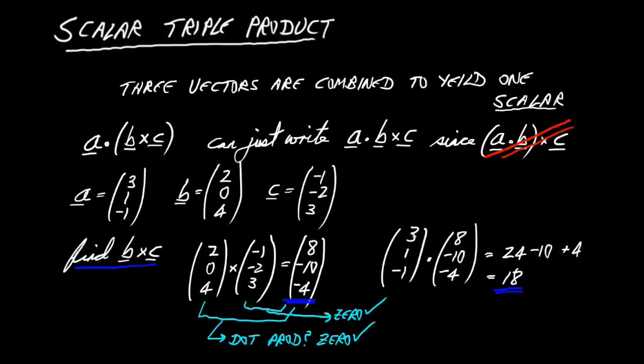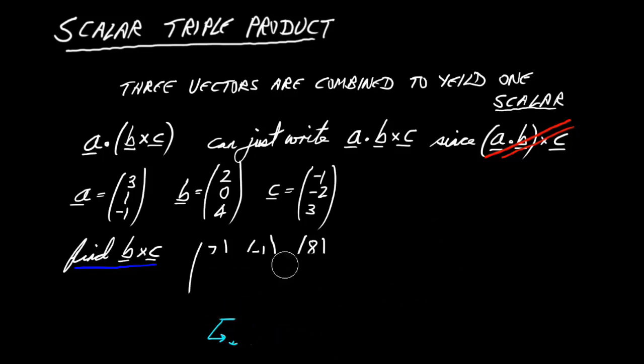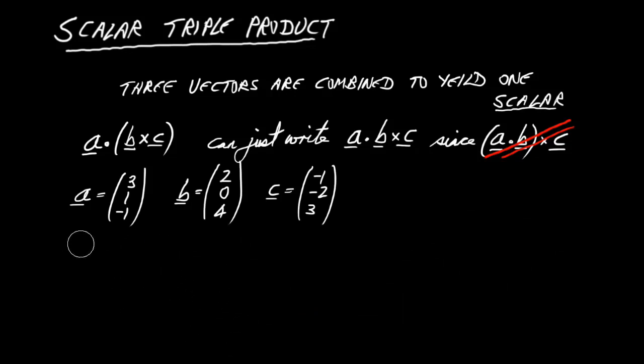Now, let's do another one, so I'll erase this, but we'll simply use the same 3 vectors, but we'll do them in a different order as our second example. So let's do B dotted with C cross A. So, of course, we have to start by doing that C cross A combination first. So let me write that down quickly.